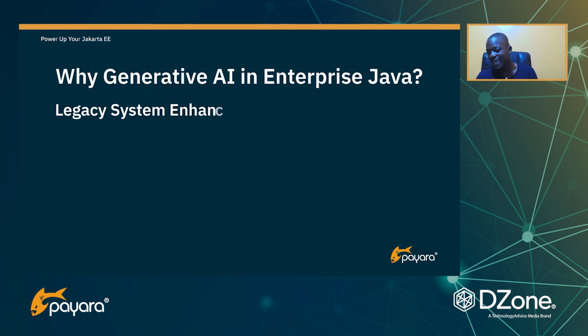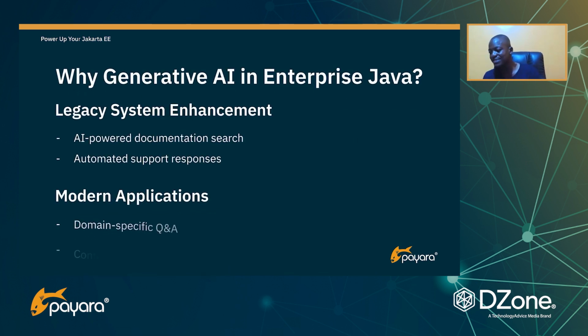Now, why generative AI? Again, legacy system enhancement, and AI-powered documentation search, which is what we'll be implementing. One of the powerful features of AI is the concept of retrieval-augmented generation, which we'll be looking at in the code. Retrieval-augmented generation is pretty much taking your internal domain knowledge and giving it to the AI to make it accessible to users in a conversational manner. Think of users chatting with your internal documentation, not reading, but chatting. They can ask questions and get human-like responses based on your internal domain documentation.